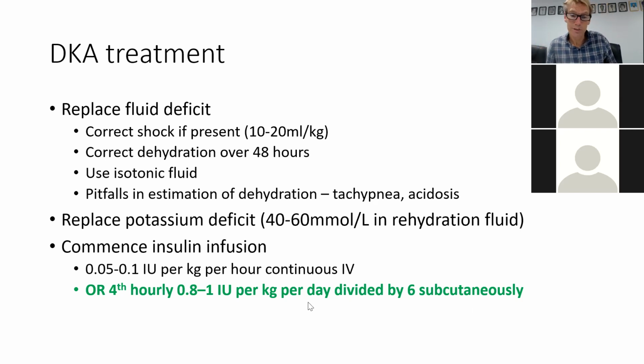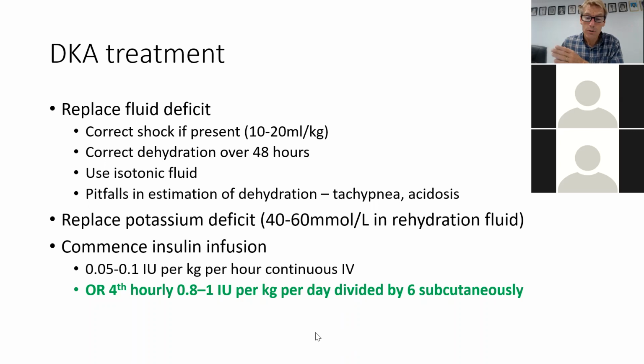The other way to do it is to give it subcutaneously, and this can work too. I've been in situations where I haven't had infusion pumps, and in that circumstance you can run up to 1 unit per kilo per day divided by 6. So you give subcutaneous insulin every 4 hours, starting with about 1 unit per kilo per day. Either way, you have to watch what rate the blood sugar falls, and then adjust the amount of insulin you give.